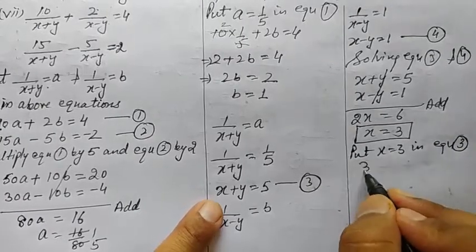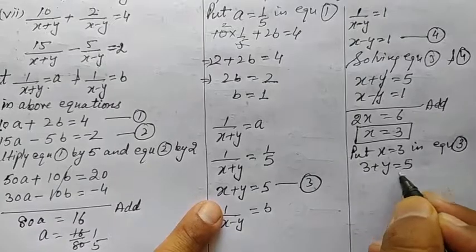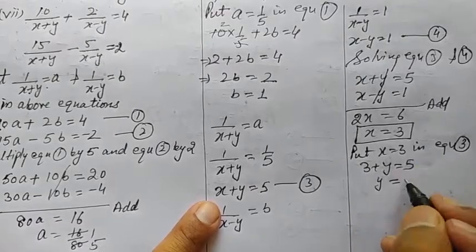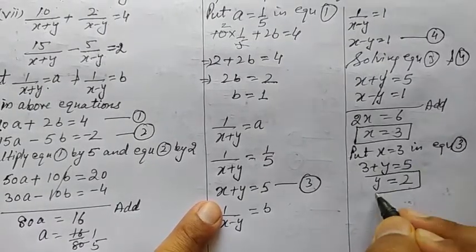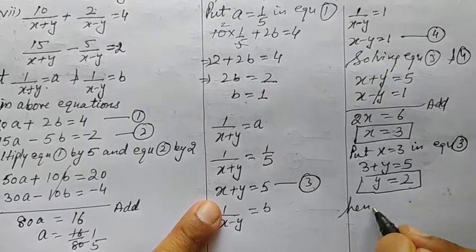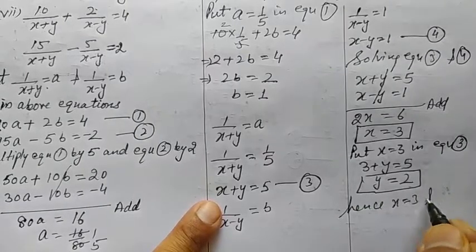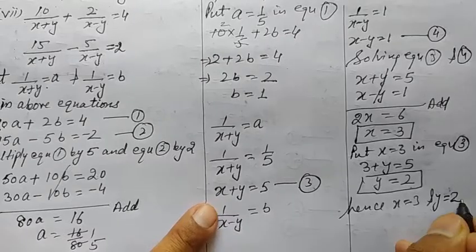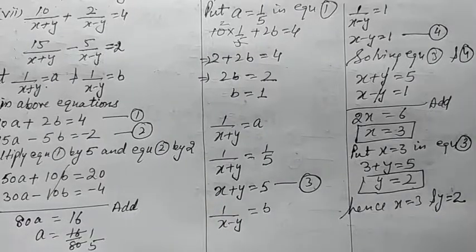So it becomes 3 plus y is 5. So y is 5 minus 3, that is 2. So we'll write, hence x is equal to 3 and y is equal to 2 is the solution of this pair of linear equations.